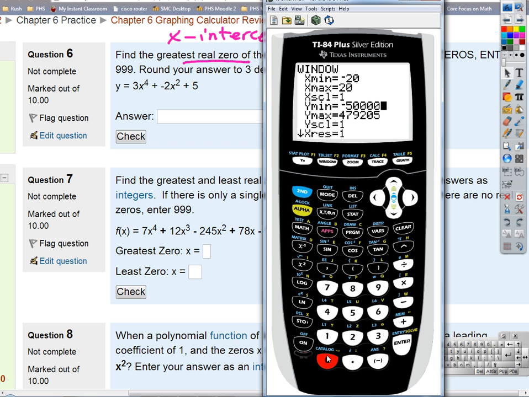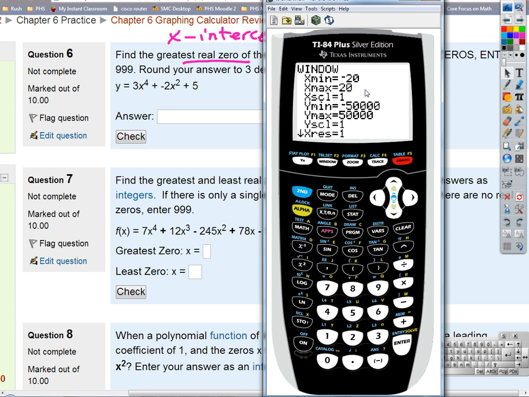You could pick almost anything. So negative 50,000 to positive 50,000. I could have probably just gone negative 1,000 to positive 1,000 too. Okay, now we can see the x-axis. Clearly, everything we need to see is right in there. So we just have to take a little closer look in there.